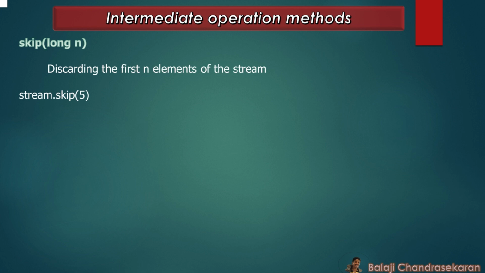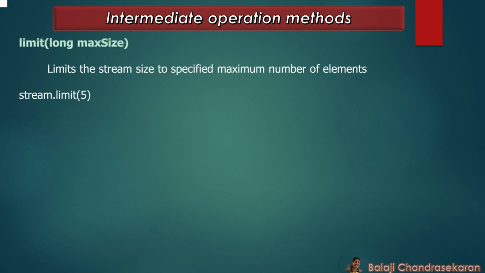The limit method truncates or limits the size of the stream to the specified maximum number of elements. The operation makes sure the returned stream contains no more than the specified number of elements. In this example, I used limit with 5 as an argument for a stream instance, which limits the stream to contain only the first 5 elements.